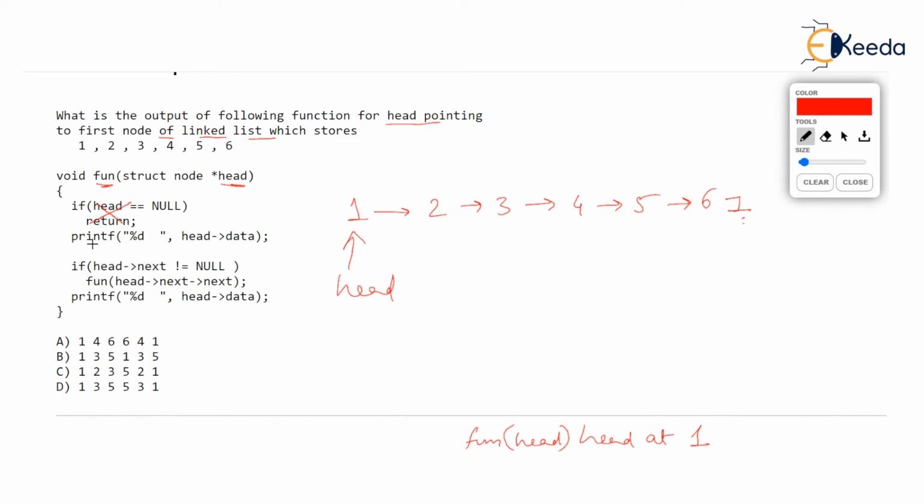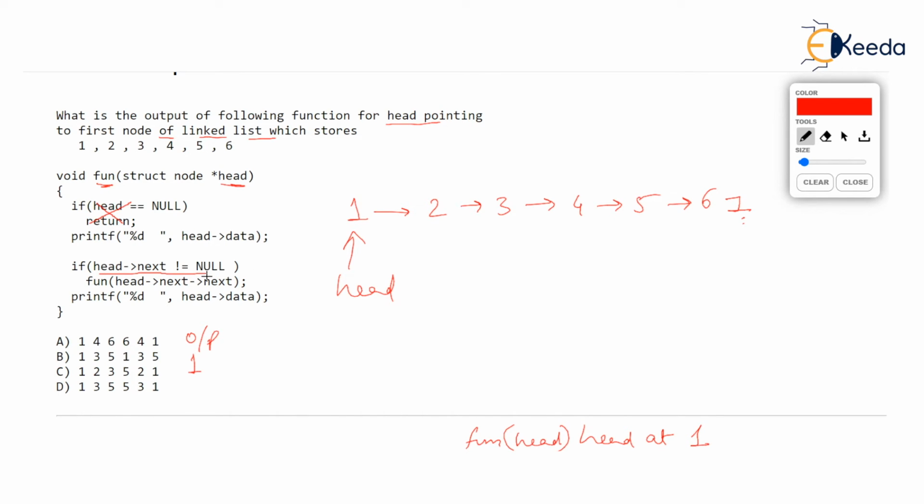But the next line will run, which prints head arrow data. Now head arrow data is 1. So the first output is going to be 1. I'll better write the output here. First output is 1. Now after printf, we are asking if head arrow next is not equal to null. Yes, head arrow next is not null. Head arrow next is pointing to 2.